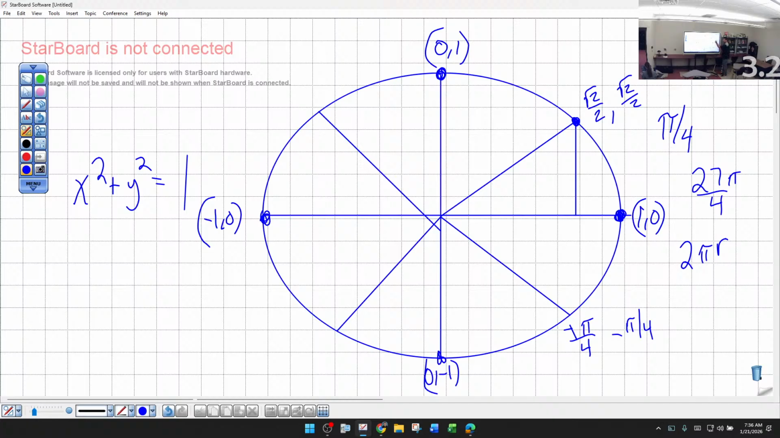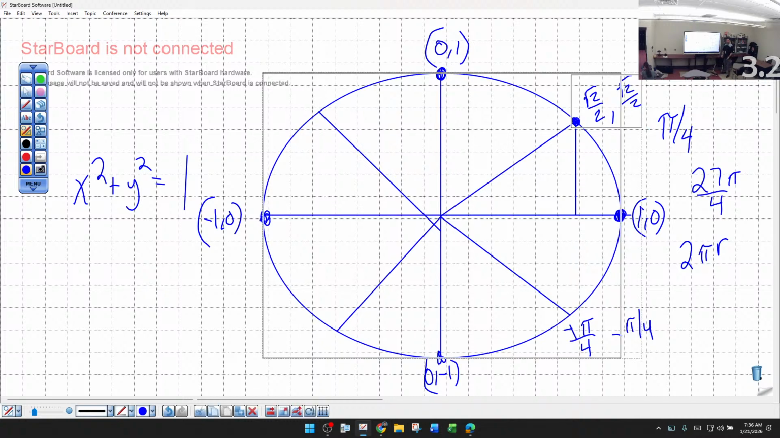Any of these 45s, I call them the 45s, but the fourths, they're the same thing. It's square root of 2 over 2. Just sometimes it's positive and sometimes it's negative. Those are the x values, these are the y values.